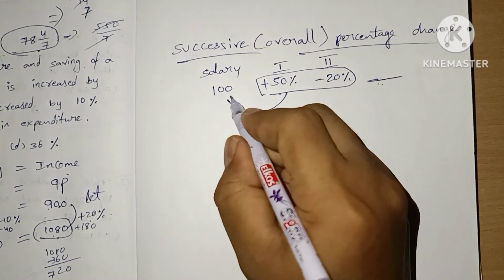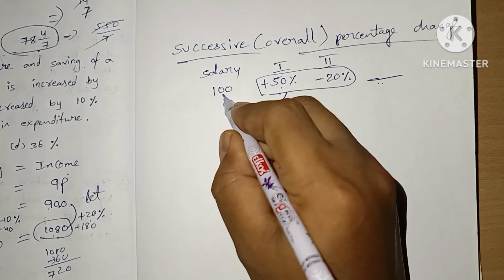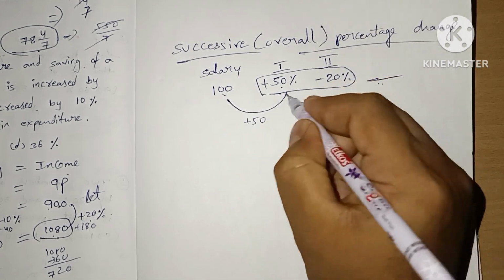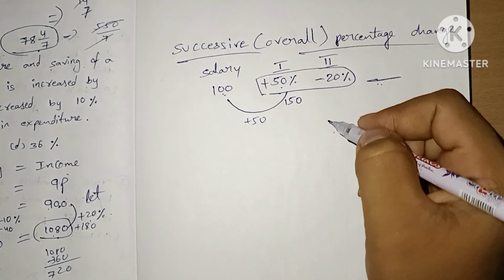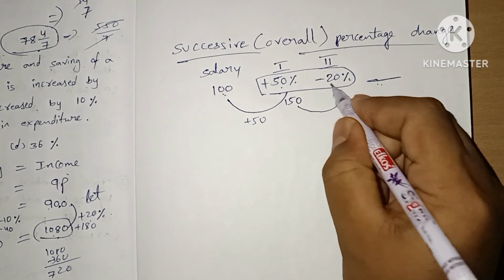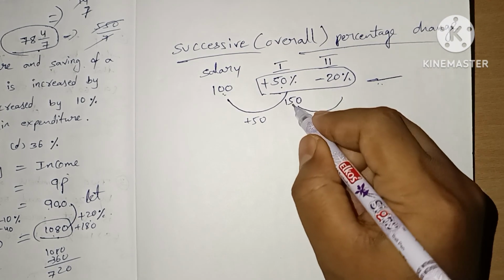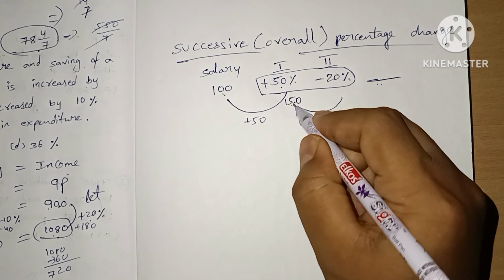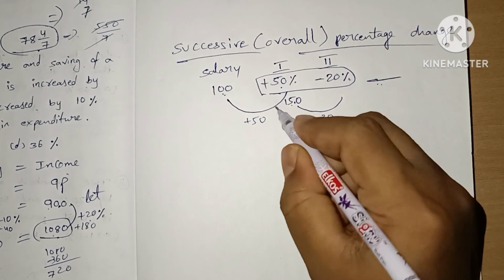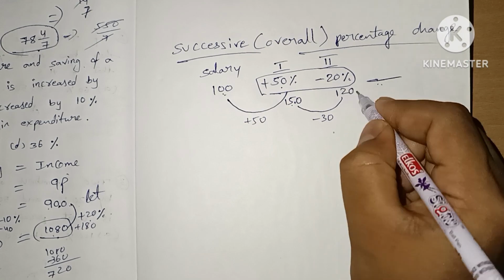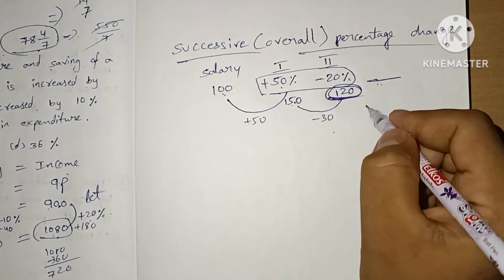We'll see the basic traditional method. In the first year it is increased by 50%. 50% of 100 will be plus 50. So in the first year he takes 150 as salary. In the next year it is decreased by 20%. 20% of 150: the 10% value is 15, the 20% value is 30. So minus 30, he gets only 120. So in the second year he gets 120.